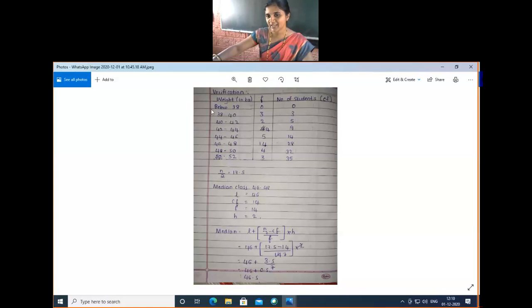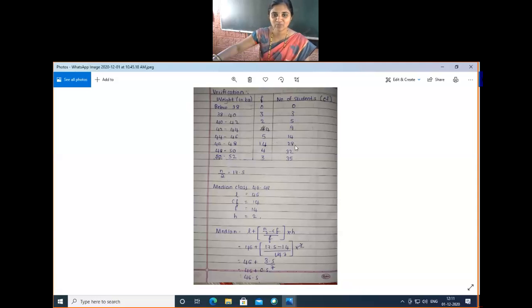For that verification, again we have to do many steps. For the formula we need the class interval and frequency column, so again you have to convert. Better you take the first class interval as less than 38, only the first one. Next 38 to 40, 40 to 42, 42 to 44, 44 to 46, 46 to 48, 48 to 50, 50 to 52. The number of students given is the cumulative frequency. With the help of that cumulative frequency, you have to find the frequency.